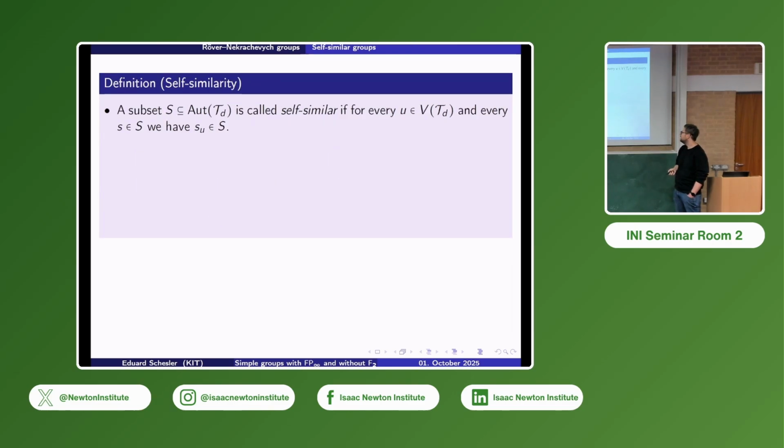And with these states, we can now define the notion of self-similarity. This is essentially the only ingredient that we need to define the Röver-Nekrashevych groups, which will be the groups from our main theorem. Generally, we can define a subset S of the whole automorphism group of the tree to be self-similar if it has the property that whenever we have an element of the set, all of its states will lie in the set again. And now in the case where S is a group, we have the definition of a self-similar group.